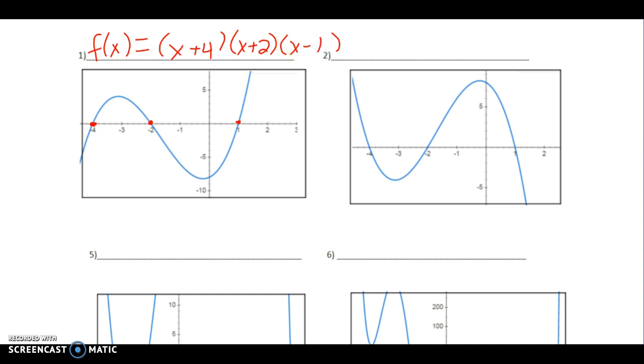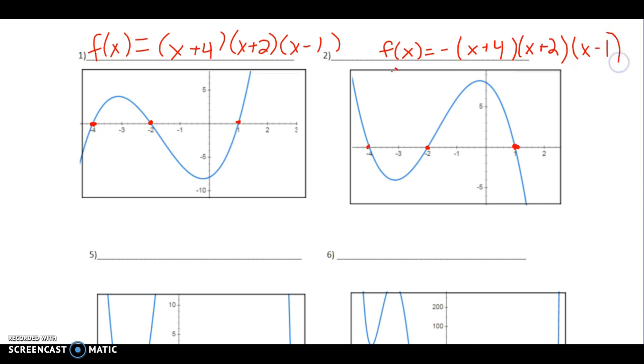Now, if you look at graph 2, it's almost the same thing, right? It's got the same x-intercepts. What's the only difference? It's flipped. How do we get our graph to flip? Negative. So we're looking at negative x plus 4, x plus 2, and x minus 1.